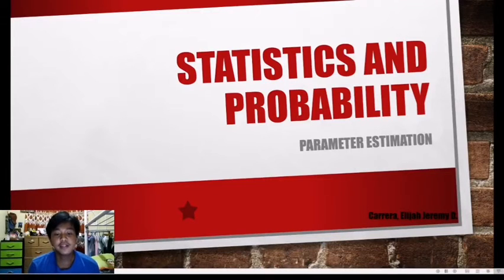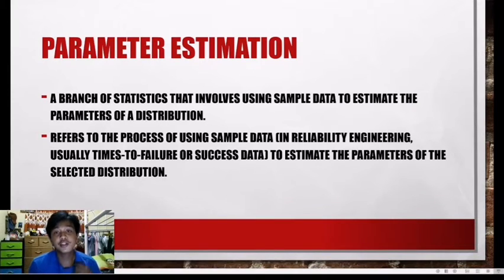Statistics and probability, parameter estimation. Parameter estimation is a branch of statistics that involves using sample data to estimate the parameters of a distribution. It also refers to the process of using sample data, like in reliability engineering, usually times to failure or success data, to estimate the parameters of the selected distribution.